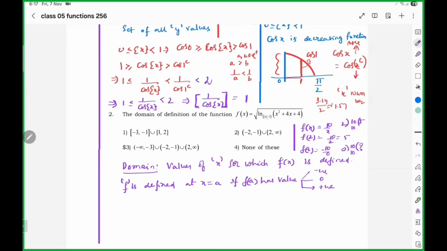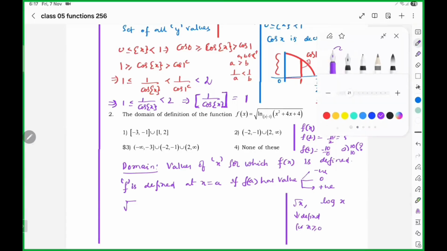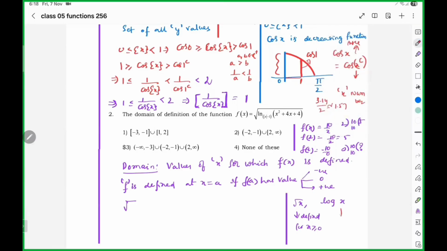So here it is a combination of root function and log function. The problem is related to the root function, one, and the log function. Both are involved in it. Root is defined for x greater than or equal to 0, whereas the second function is defined for only x greater than 0.